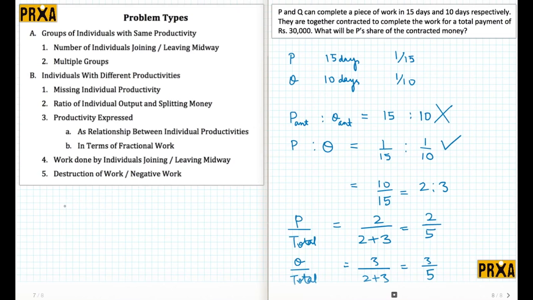So if I have to split 30,000 between the two, and I must find how much is P's share, P's share should be 30,000 times 2/5. So this is 6,000, 5 times 6 is 30. So P gets 12,000 out of the 30,000. I hope this is clear.